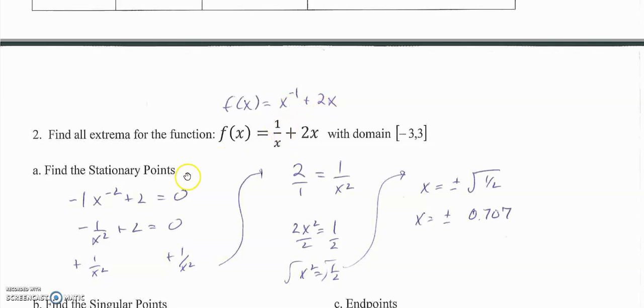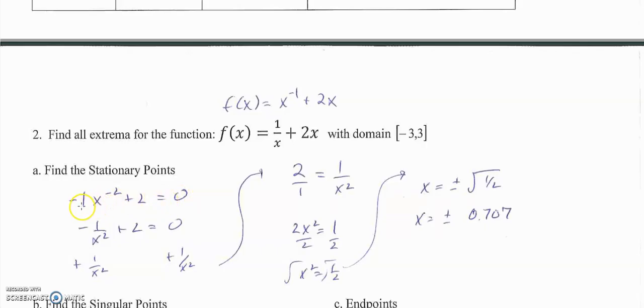And then we do stationary, take the derivative. The derivative of x to the negative 1 is negative 1 x to the negative 2. The derivative of 2x is 2. So we have the first derivative is negative 1 x to the negative 2 plus 2 equals 0. Then we're going to solve for x. This will take a little bit of algebra.